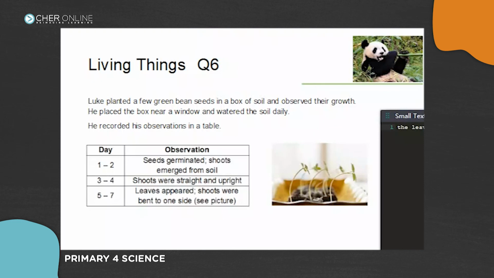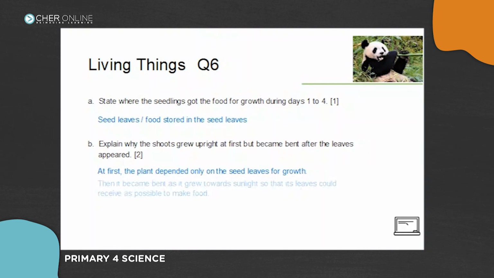I'm so sorry. So the second one, the bend is they grew towards the sunlight. That's it. They grew towards the sunlight to make food. That's all.